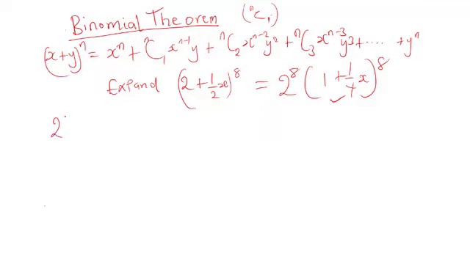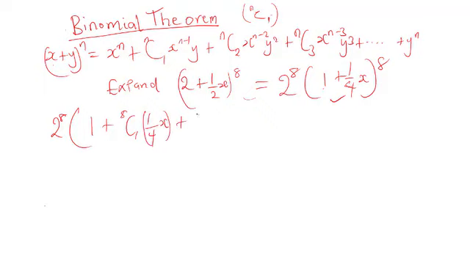So we have 2 raised to power 8 being the constant. Now for the bracket term, the value of our x is 1, the value of our y is 1 over 4x, and our n is 8. So let's apply the binomial theorem. We have 1 plus 8 combination 1, where our x is 1, so we have 1 over 4x without a power in the first one.